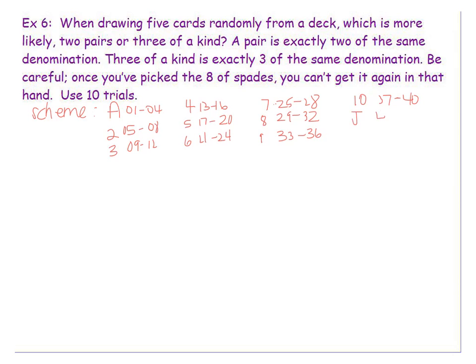So a jack is going to be 41 to 44. And then a queen is going to be 45 to 48. And kings are going to be 49 to 52.